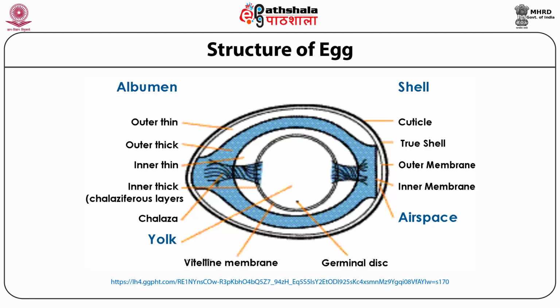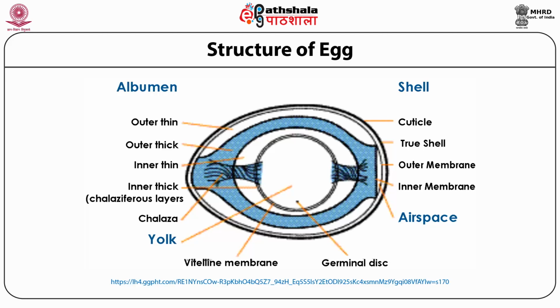On the basis of this air space, it is predicted whether the egg is older or fresh. As discussed earlier, if the air space is larger or bigger, then the egg is not fresh or is older. There are various techniques used, like candling, which can be used for the determination of the size of this air cell.